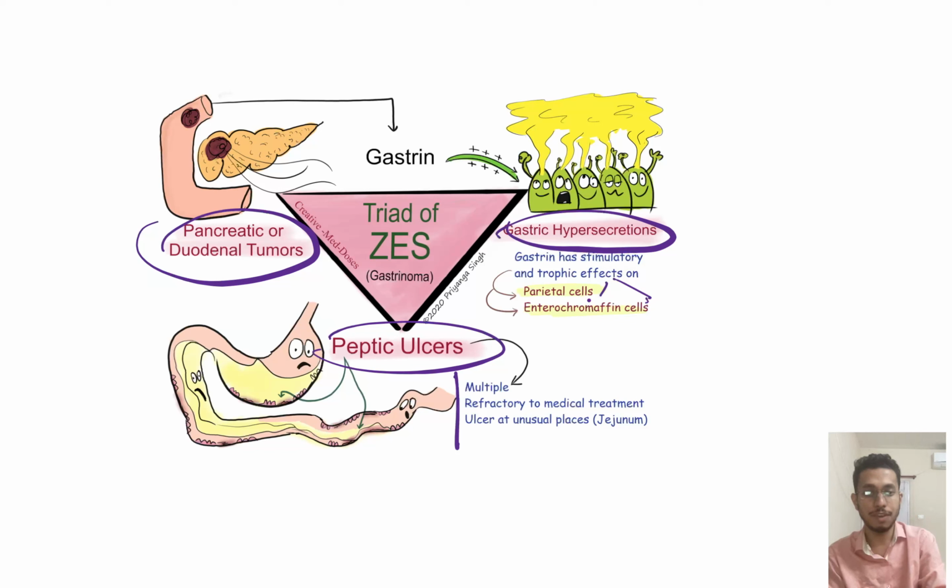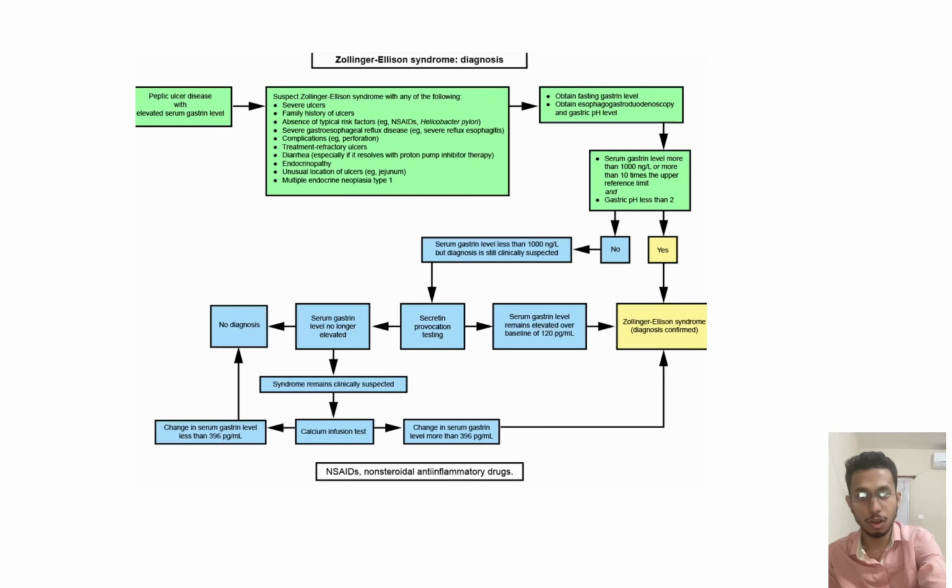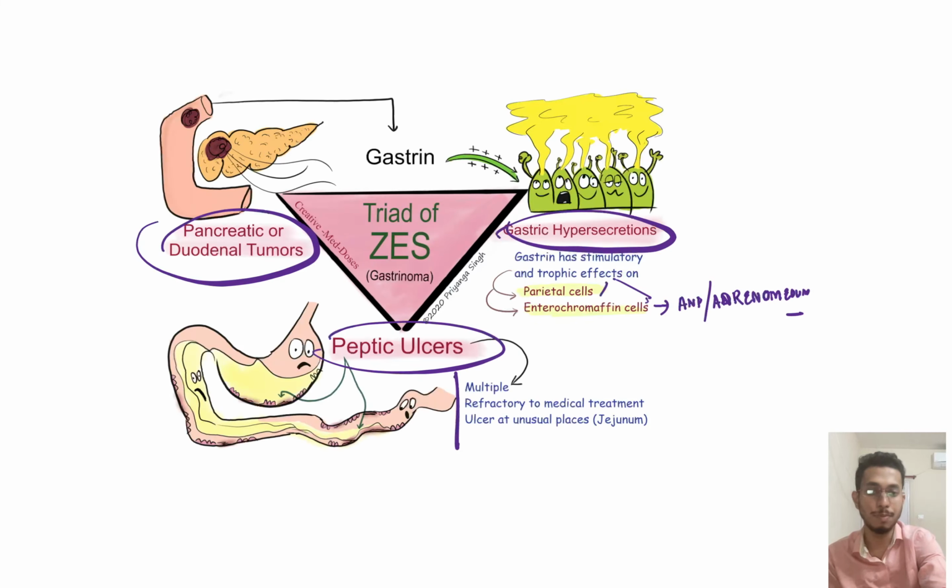Now, what is the function of enterochromaffin cell? Let's just discuss here. It usually secretes ANP, adrenomedullin, alright, ANP, adrenomedullin. So, what will happen when there is increased secretion? There will be multiple peptic ulcers in multiple places.